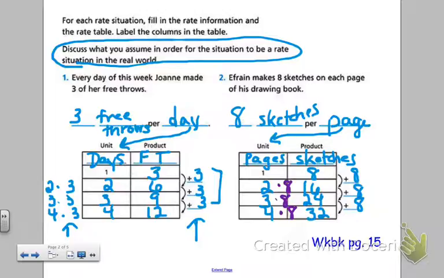You can finish the rest of this page on your own. I want you to keep in mind, think about these situations. Could these really happen in real life? You know, is this something that's kind of likely or unlikely?